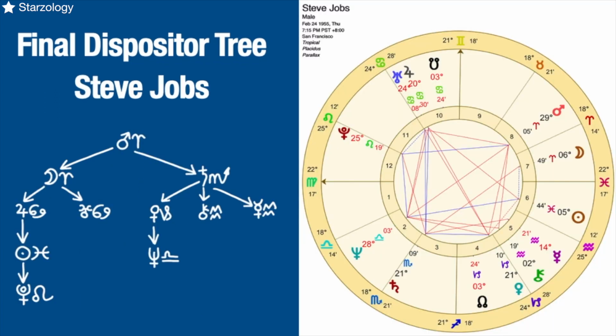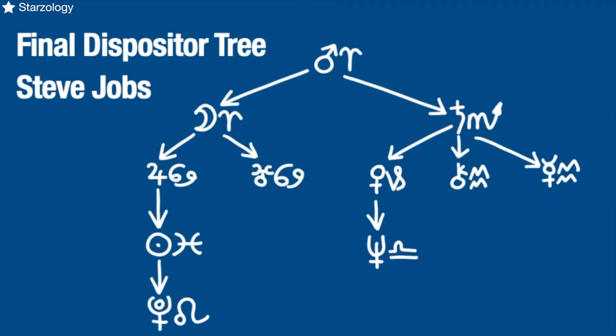Another example I have for a final Dispositor tree is the one for Steve Jobs, and here he's actually got Mars as his final Dispositor right at the top of the tree, Mars in Aries, and all the other planets flow below the Mars in Aries.